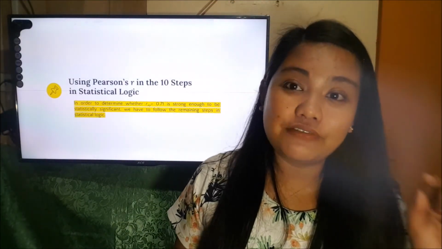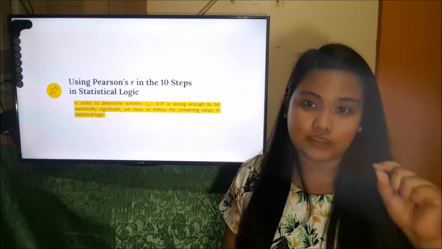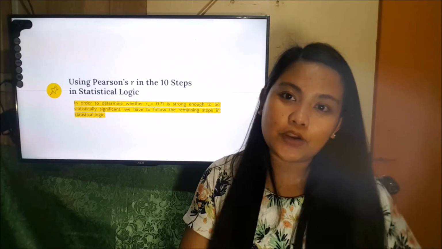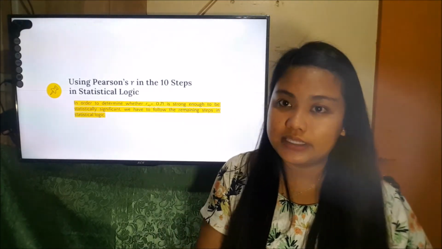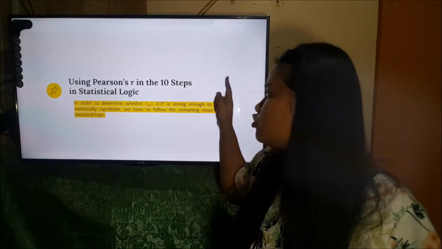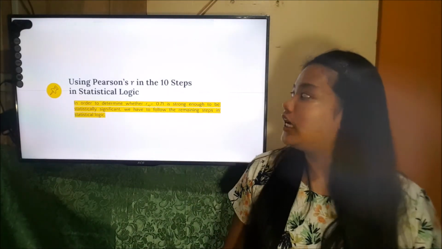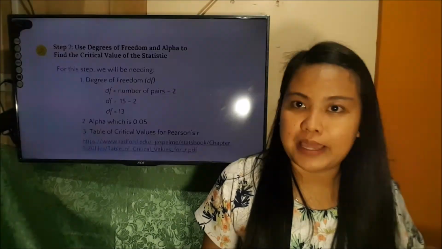Now, we have a value already, right? 0.71. The question is, how do we know if we are going to reject or accept our null hypothesis, and if that value is strong enough to be considered statistically significant? That brings us to the rest of the steps.